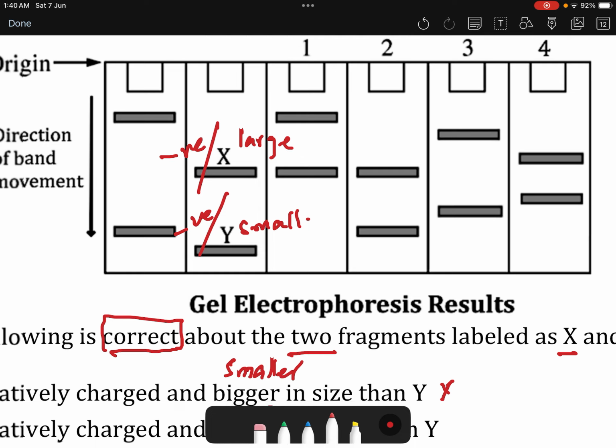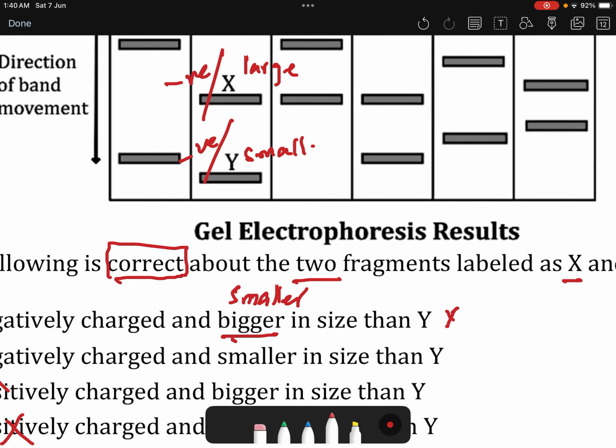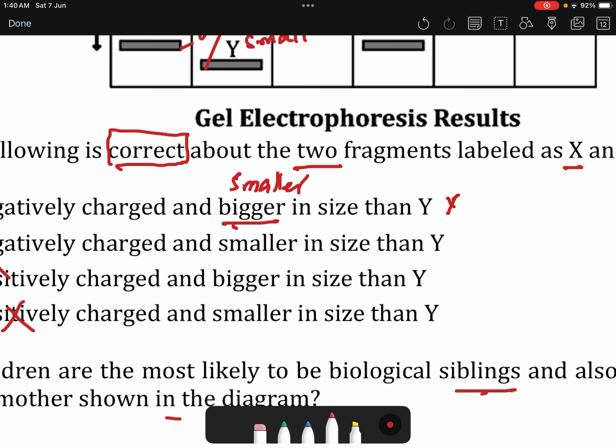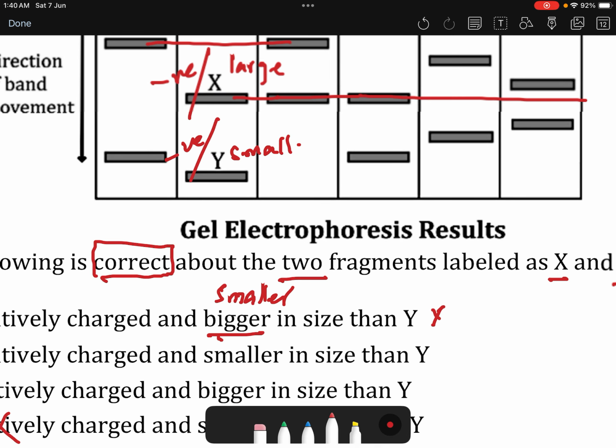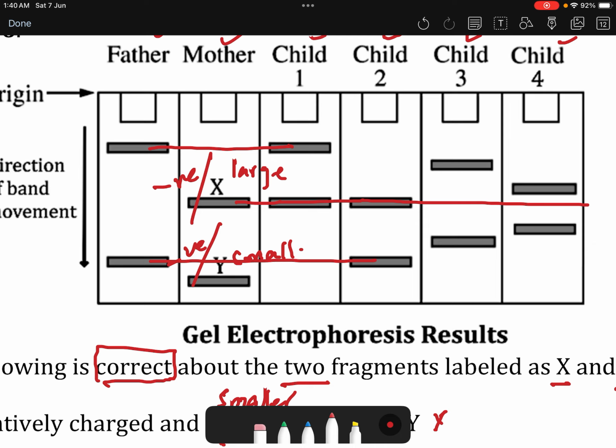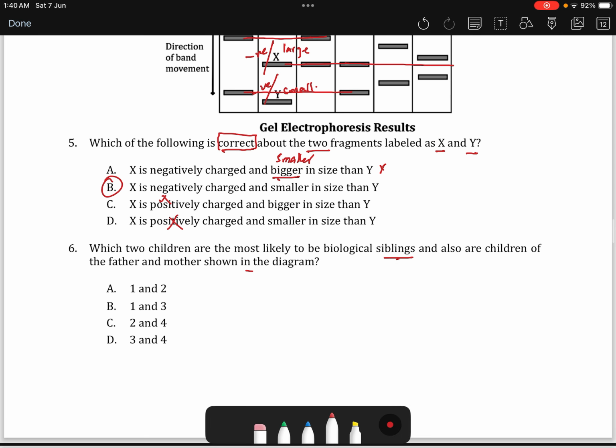Remember this is the mother, so the mother is matching with child 1. We go down to the father. The father is matching with 1 and 2. It's not matching with anyone else. Then the next is the mother. The mother is matching with 2. So who is matching 100%? Both the bands of 1 and 2 are matching, and none of 3 and 4 are matching. So the answer is 1 and 2.